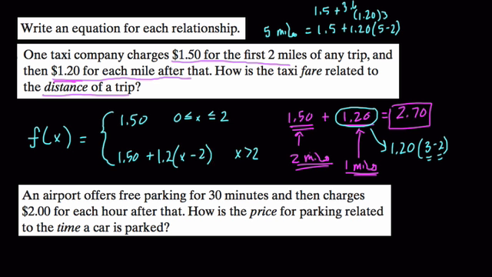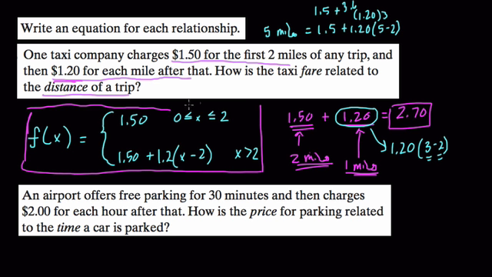So this is the idea of a piecewise function: you have to know how much distance you're looking at. If x is less than or equal to 2, or between 0 and 2, you use the formula up here, where the answer is just $1.50. If you know the distance is greater than 2, then you use this formula here.